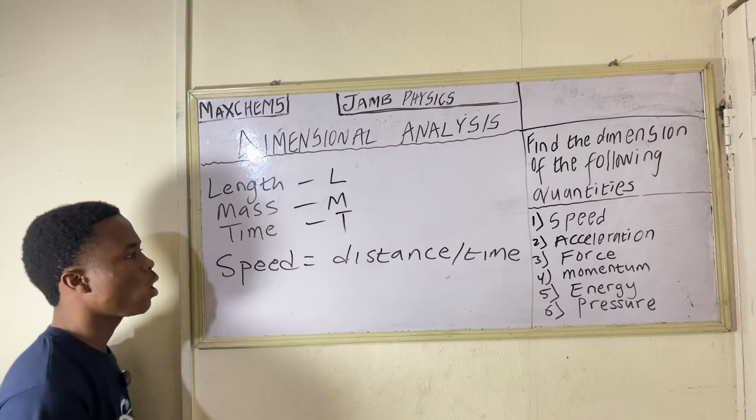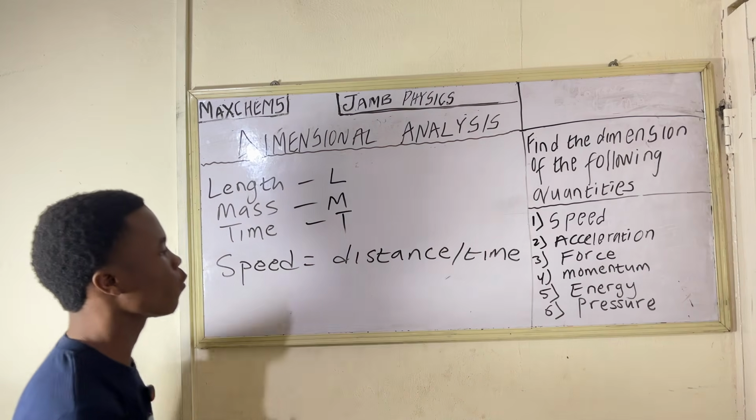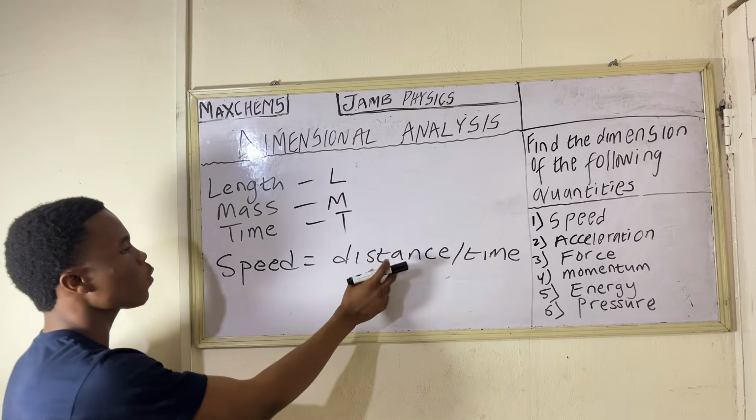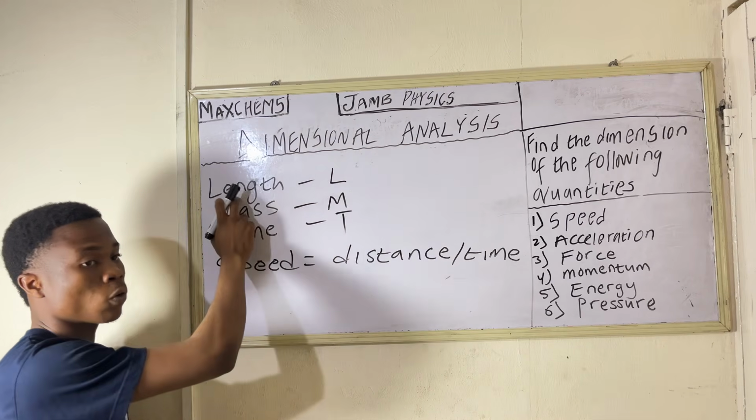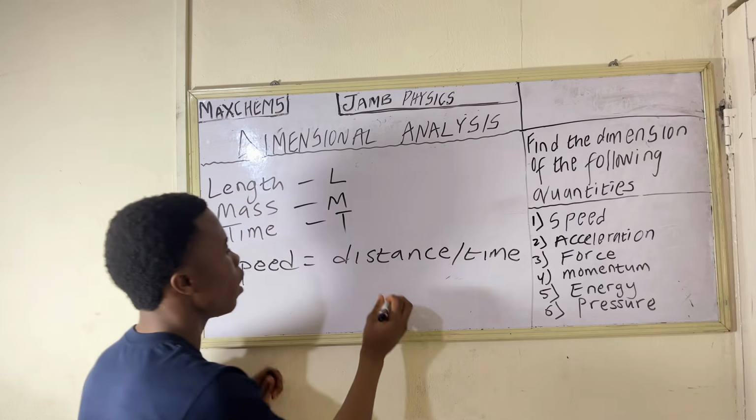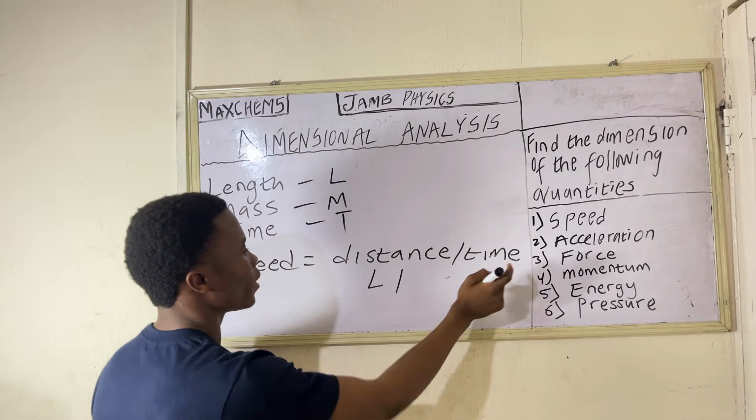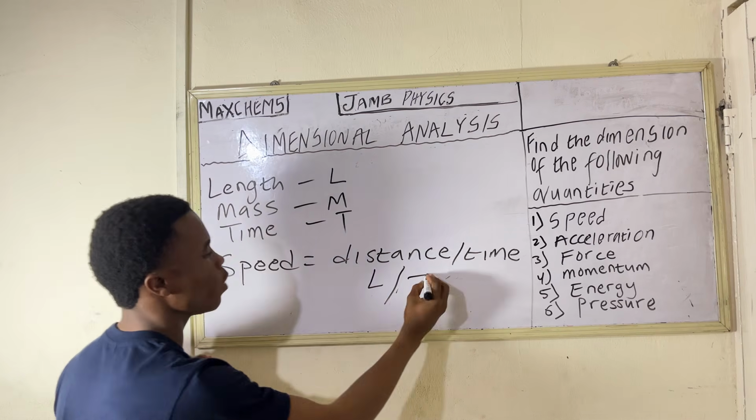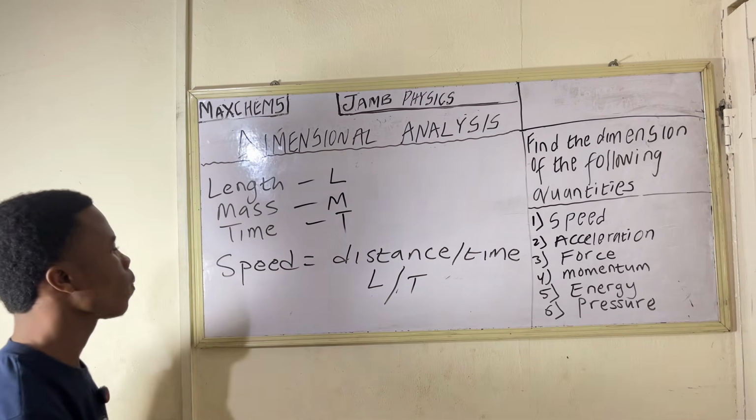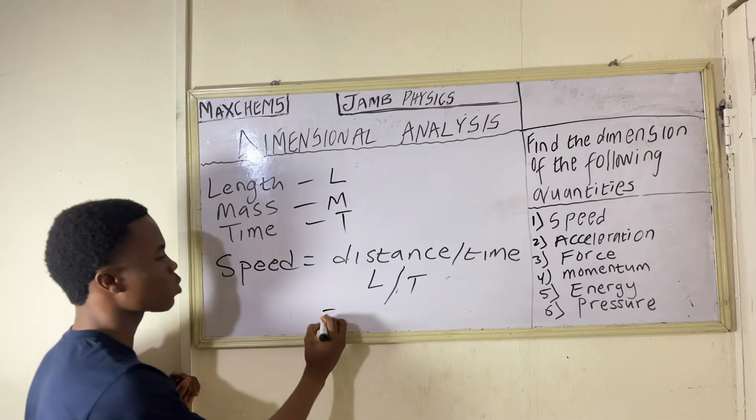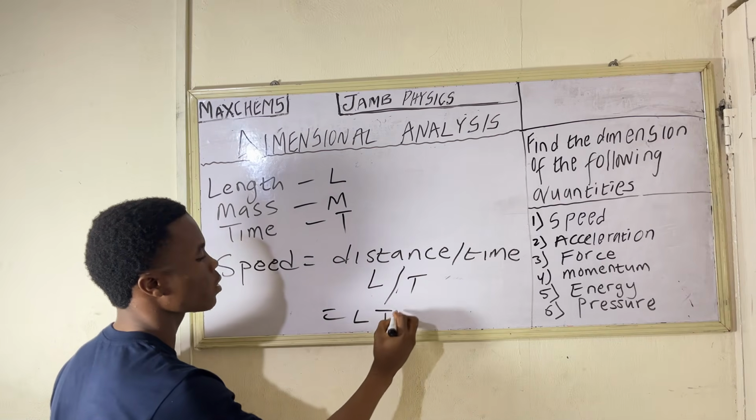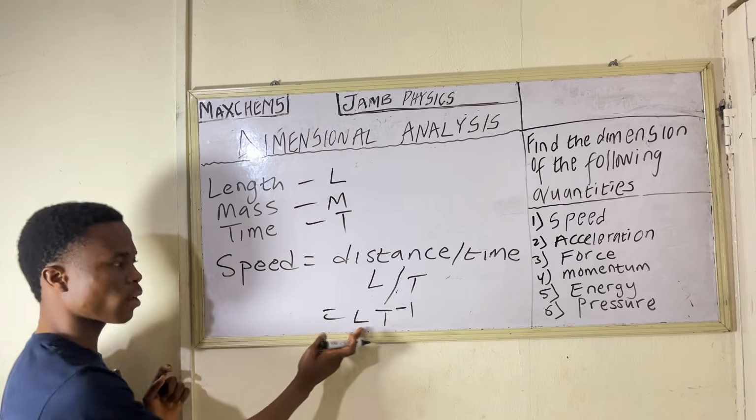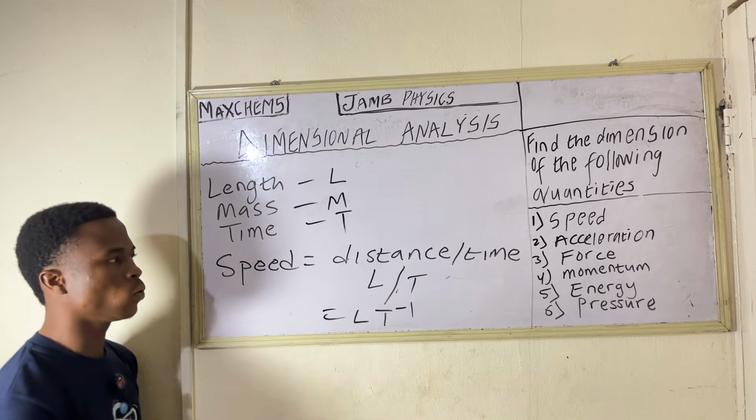And I told you that distance is a form of length. So the dimension for distance is what? L, because the dimension of length is L. And the dimension for time is T. So we have L over T. So the dimension for speed is what? L T minus 1. L over T, or we can write it this way, L T minus 1.